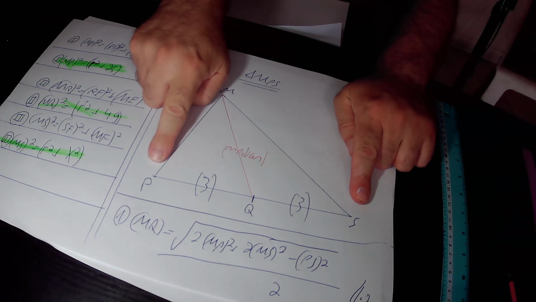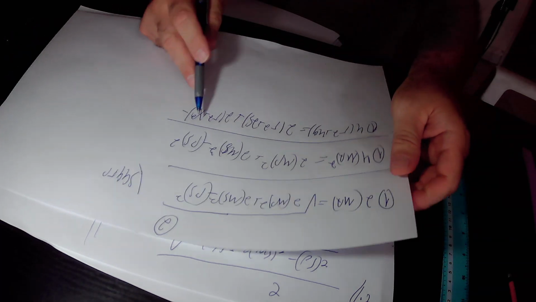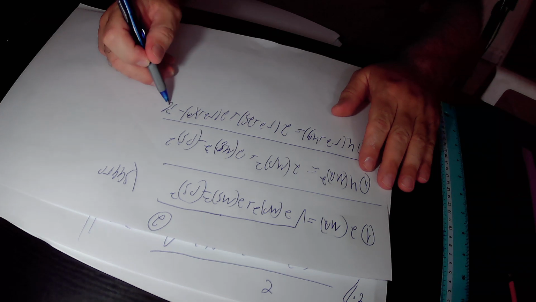ps in total equals 3 plus 3, that is 6. Therefore, ps squared is 6 squared, that is 36. Therefore, minus ps squared is minus 36.